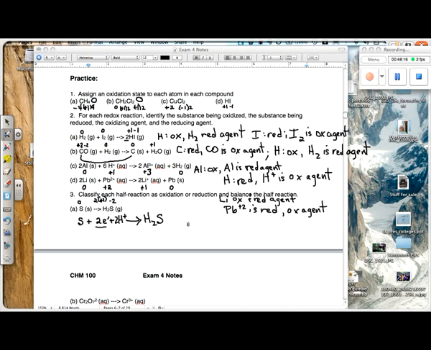Balance the thing that's being oxidized or reduced first. We didn't have to do that here because we had 1 sulfur, 1 sulfur. Add your electrons by looking at the change in the oxidation number, 0 to negative 2. 2 electrons. It's a reduction. It goes on the left. Balance charge by adding H plus. And then if you need to add water, you can add water at this point, but we didn't need to do that. All right.